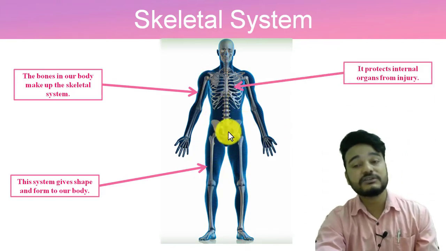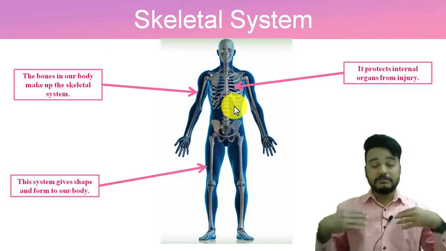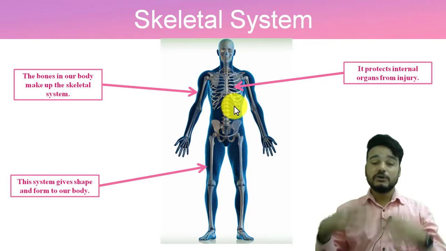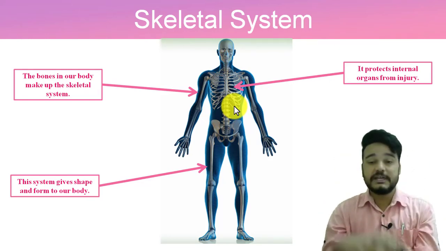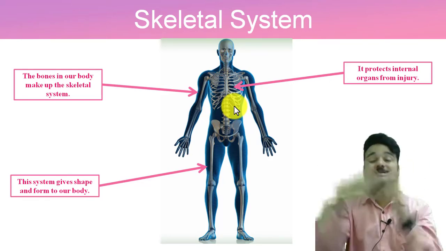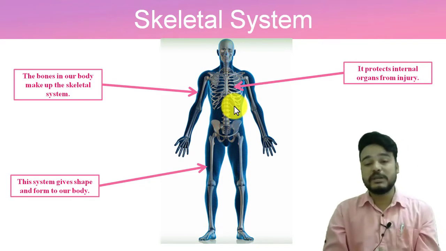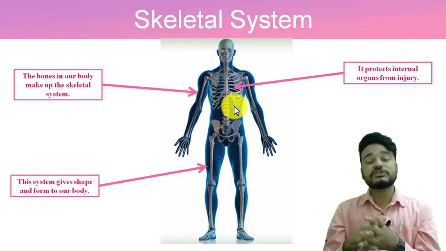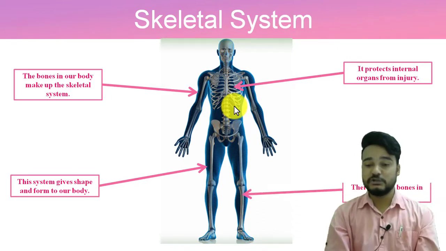Another function is that it protects internal organs from injury. जो भी अपना heart है, lungs है, kidneys है, brain है, इसको वो protect करता है. Like brain के लिए एक skull है. So that skull protects our brain. So this bone structure protects our internal body parts from injury also.